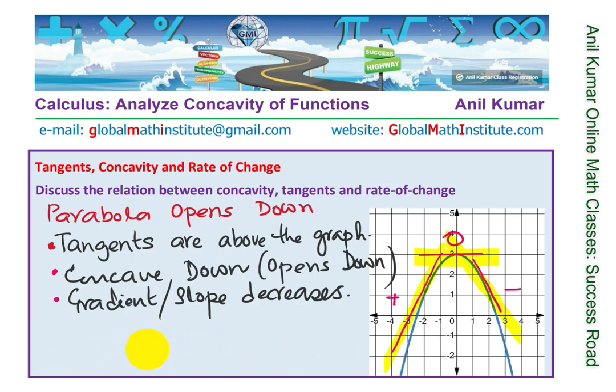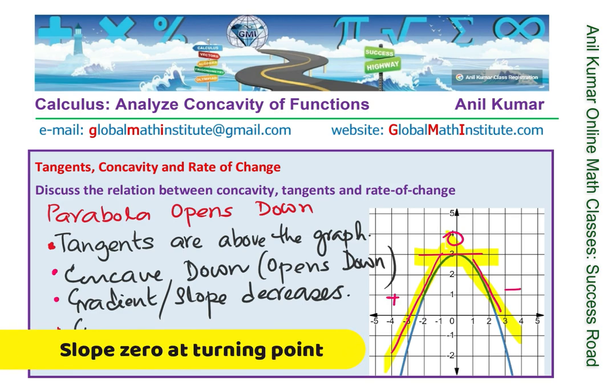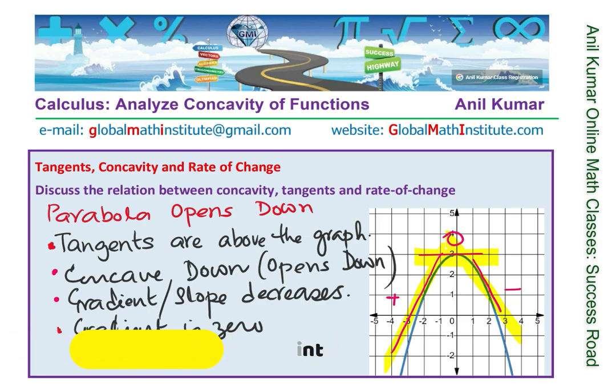And of course, at the turning point, we do notice that the tangent is 0, right? 0 slope. So gradient is 0 at turning point.